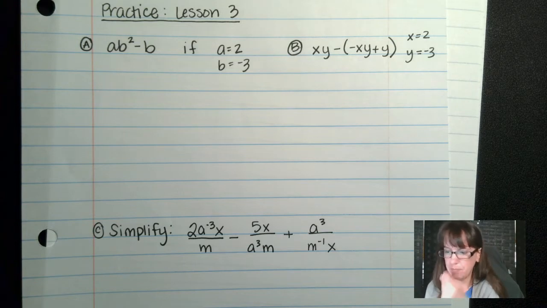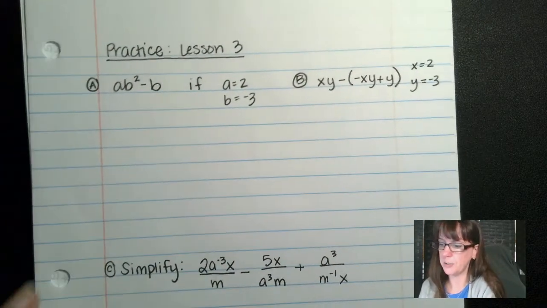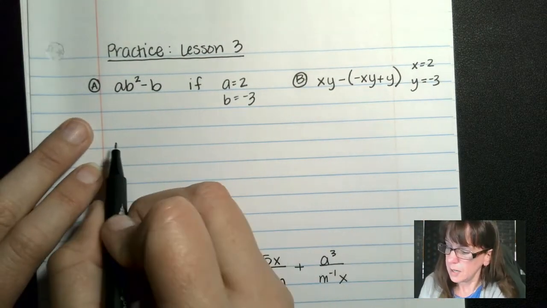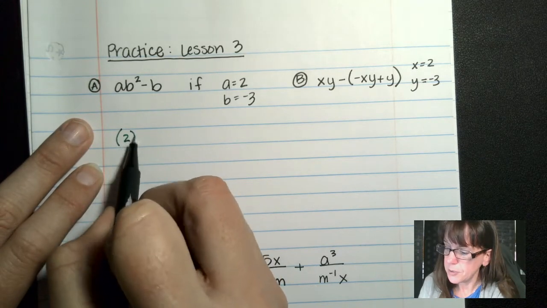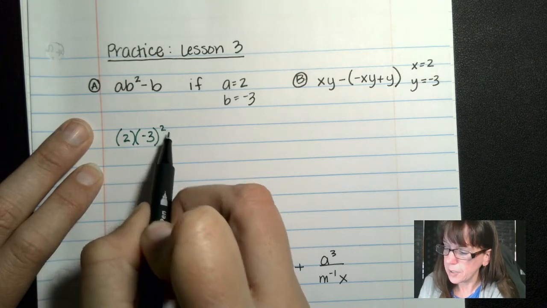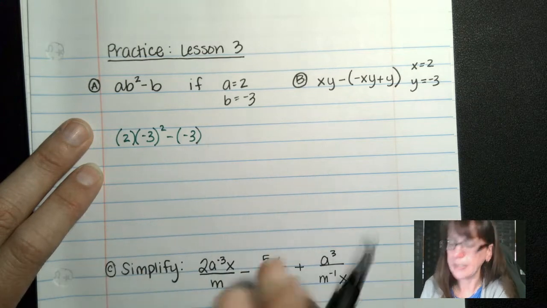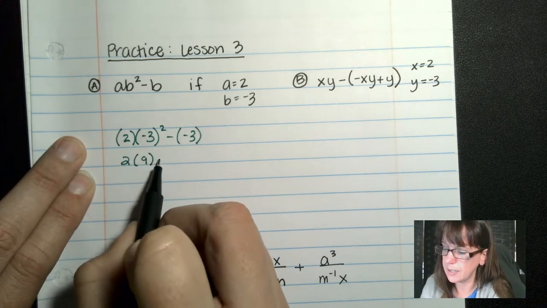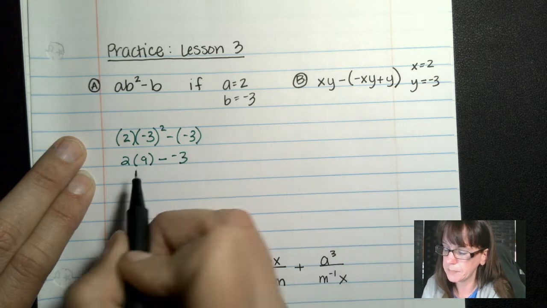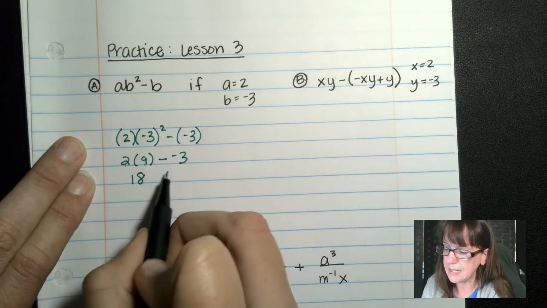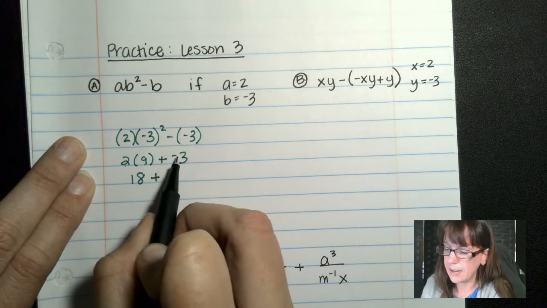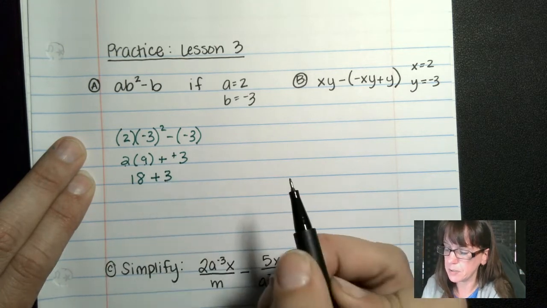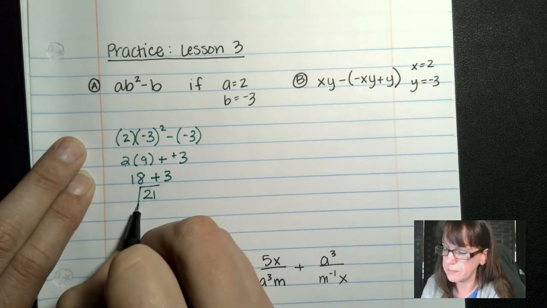Okay, so on this guy, we are going to do 2 times -3 squared minus -3. All right, so we have 2 times +9 minus -3. 2 times 9 is 18. Add the opposite, and you'd end up with +3. So that gives us 21.